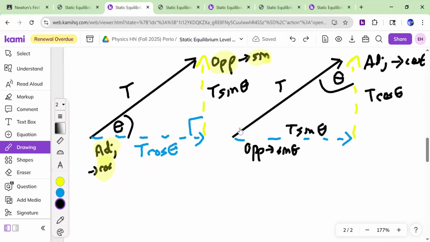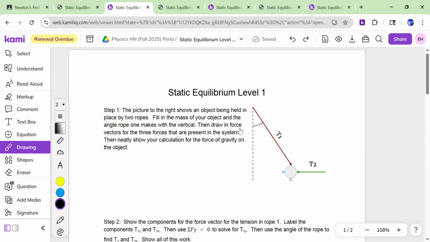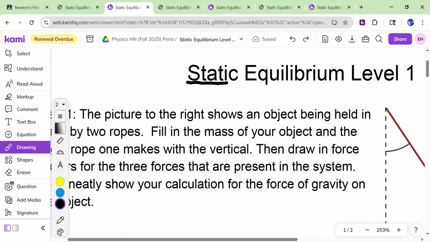Now, another thing we're going to need is the following. So let's go to the top of our page. Keep in mind static equilibrium. What that means is not moving. That's what static equilibrium means. It means not moving, which means you're not accelerating.